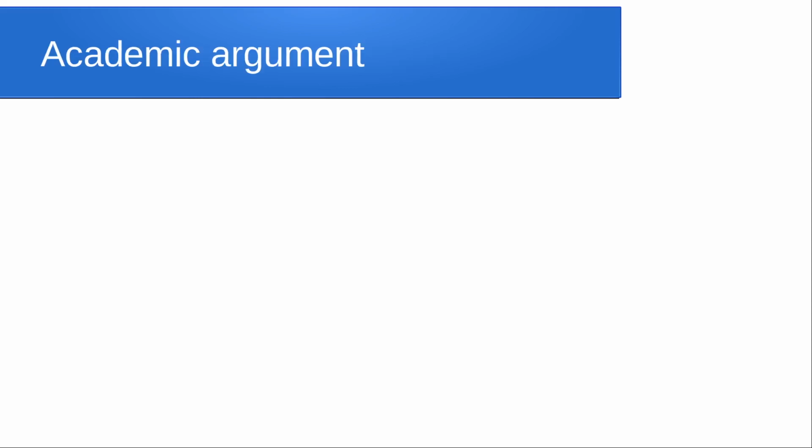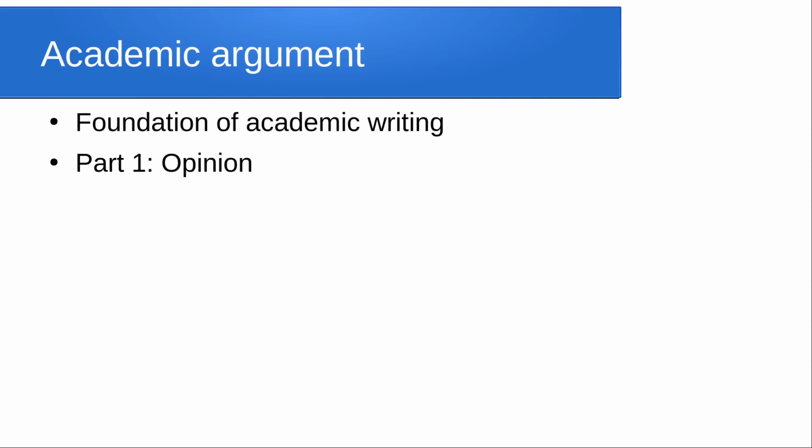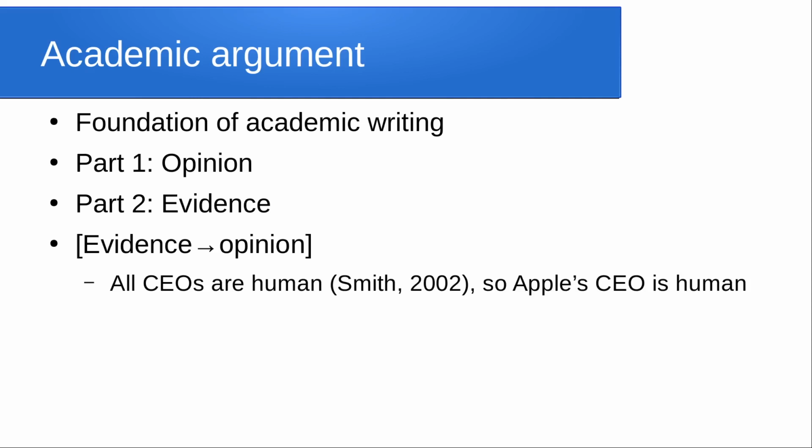So it all comes down to this idea of academic argument. Academic argument is the foundation of academic writing. You have your opinion and you have your evidence. I believe this, and this is why I believe it. And we always have to have the evidence. We can either have the evidence before the opinion, or we can have the opinion before the evidence.